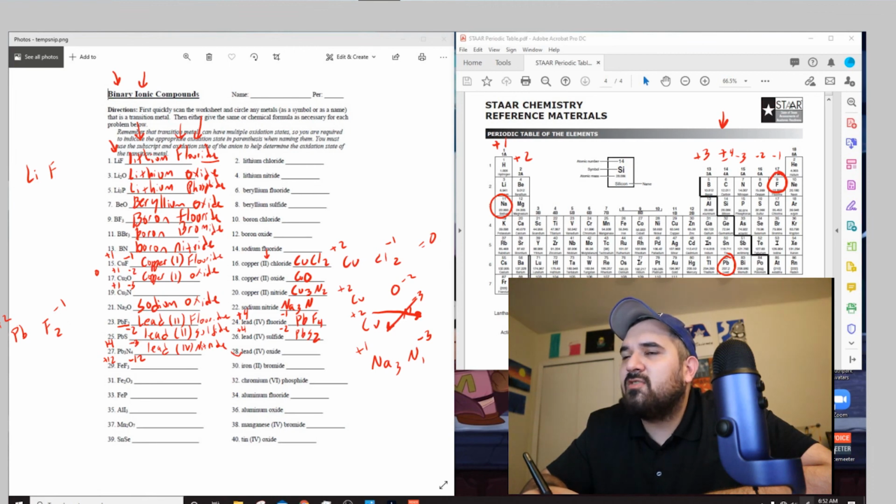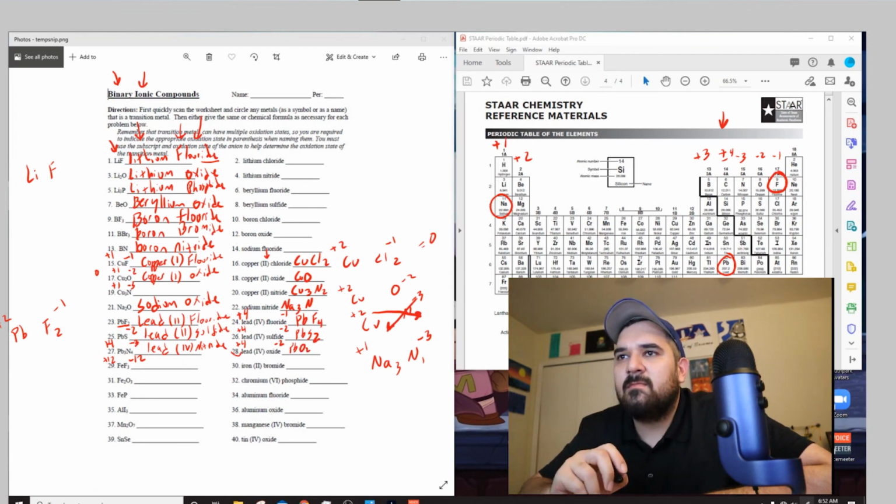Next one is lead 4 oxide. Oxygen has a charge of -2. And lead has a charge of +4 here. So we're going to need 2 oxygens to attach to the lead. So that's going to be PbO2. And that's it.